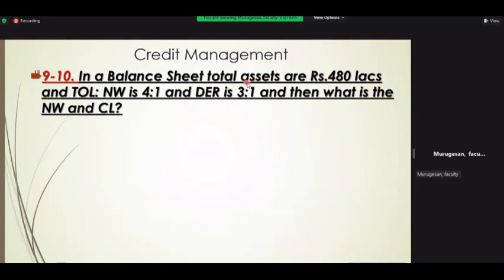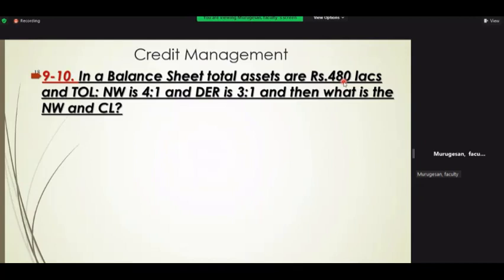In a balance sheet, total assets are 480. TOL to NW, that is the solvency ratio, is 4:1. Debt equity ratio is 3:1. Then what is the NW? What is the CL? Only this much data they have given, all as ratios. From that, we have to find out net worth, capital, and CL, one by one.